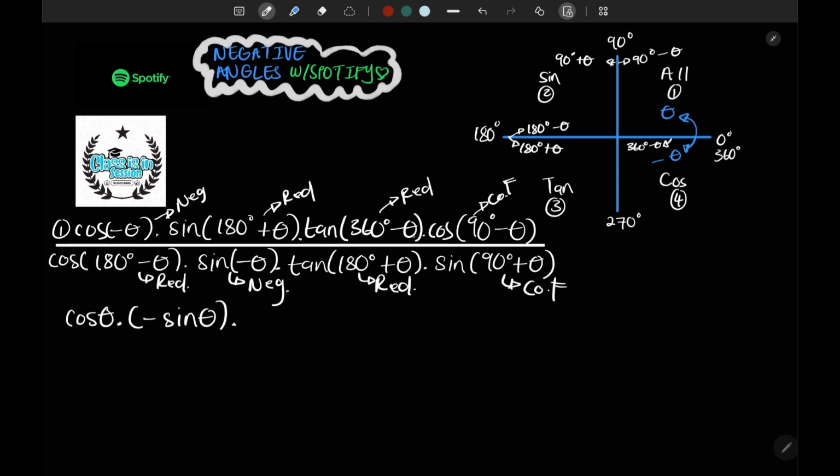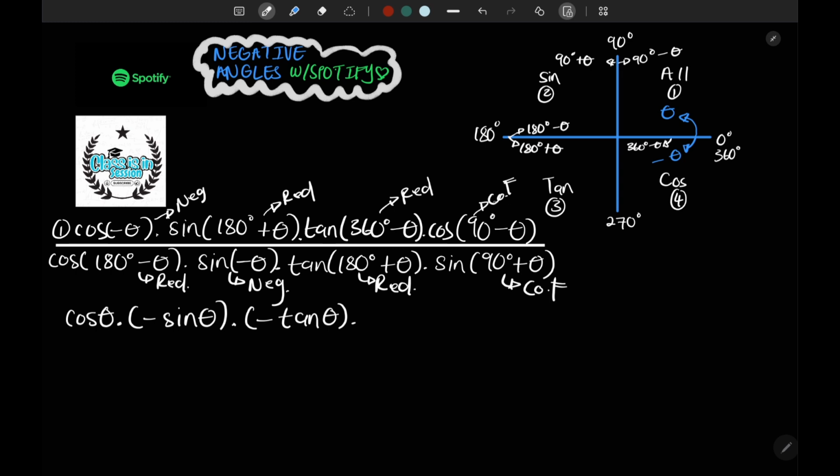Multiplied by tan 360 degrees minus theta. 360 degrees minus theta, let's look for it. That's 360 degrees minus theta. It's in the fourth quadrant where tan is negative, so your answer should be negative tan theta. Put it in a bracket, negative tan theta, times cos 90 degrees minus theta.